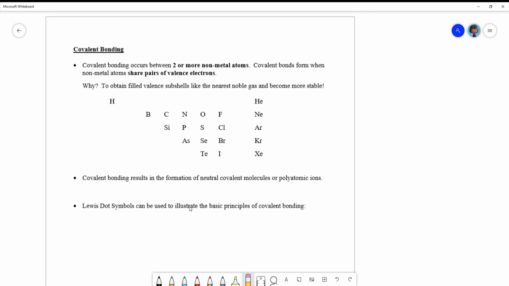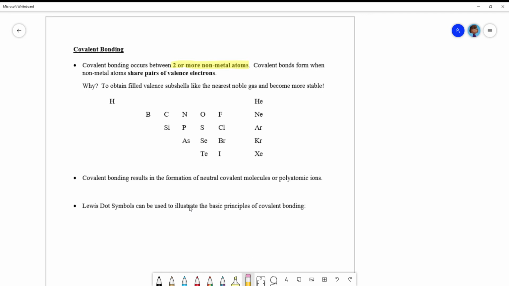What do we know about covalent bonding? Well, let's start with the types of elements that are involved in covalent bonding, and that would be two or more non-metal atoms. Covalent bonding occurs between two or more non-metal atoms. And that's, of course, in contrast to ionic bonding, which occurred between metal cations and non-metal anions. Here we have two or more non-metal atoms.